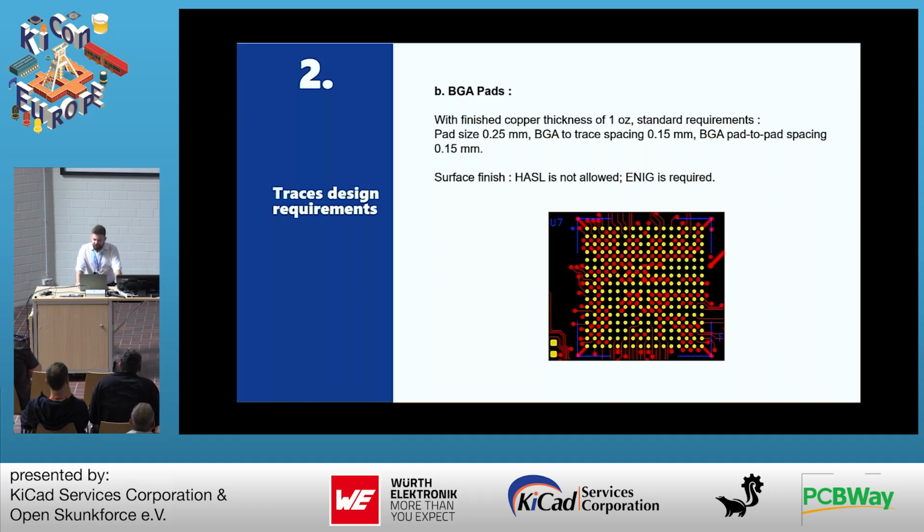For BGA pads, it's a question we often have on our live chat. For 1 oz, our standard requirements are a pad size of 0.25 millimeter and a trace spacing of 0.15. Also, the BGA pad to pad has to be at minimum 0.15 millimeter, and we recommend ENIG for sure as surface finish and not HASL for this kind of footprint.